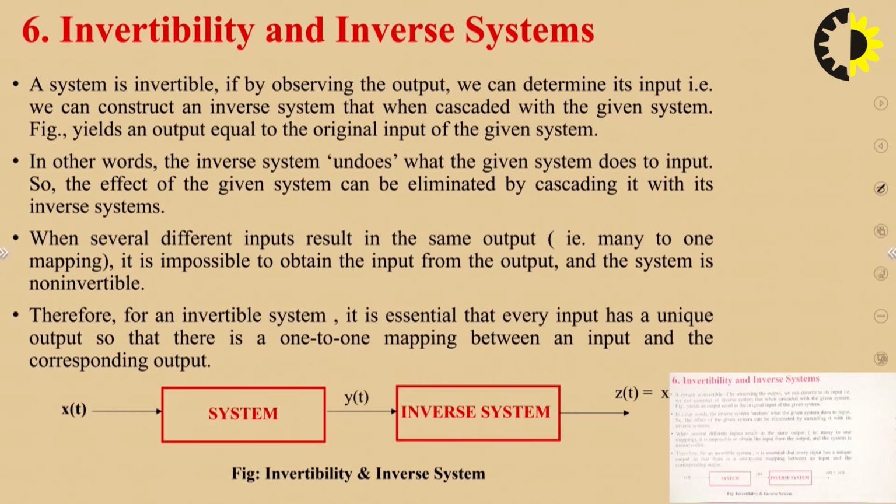Now, invertibility and inverse systems. A system is invertible if by observing the output we can determine its input. That is, we can construct an inverse system that when cascaded with the given system yields an output equal to the original input of the given system.